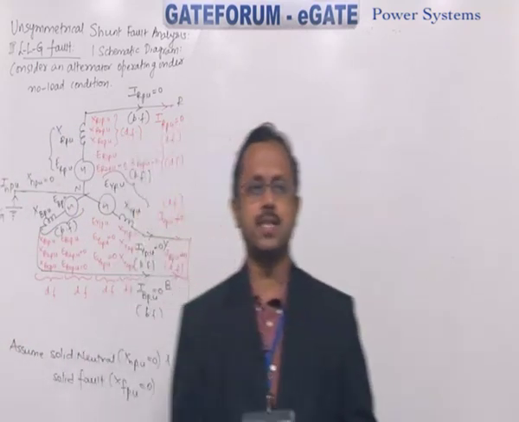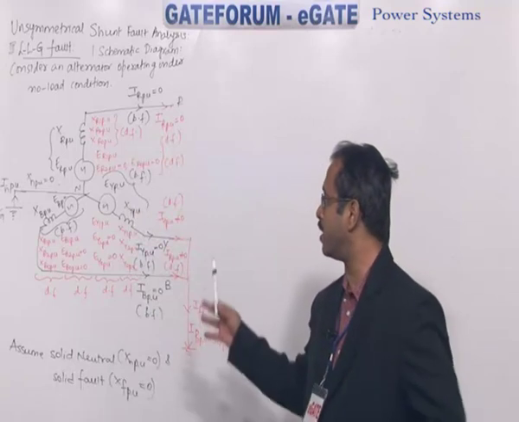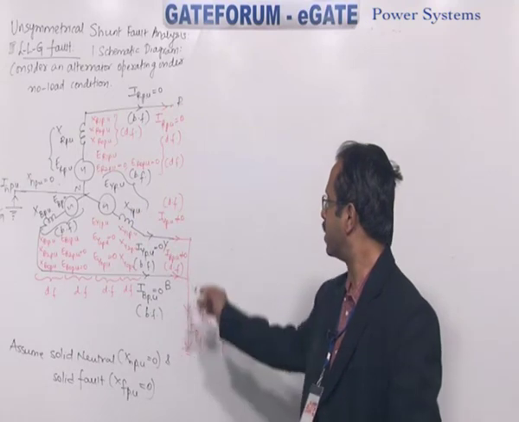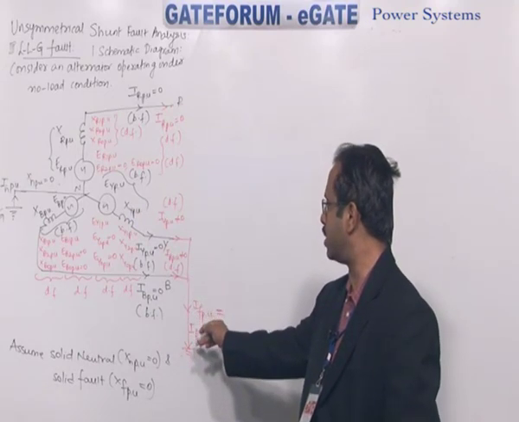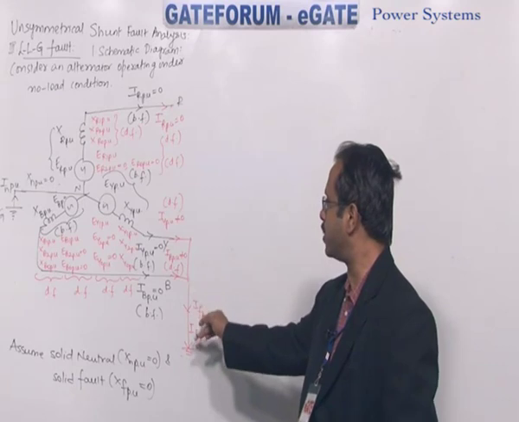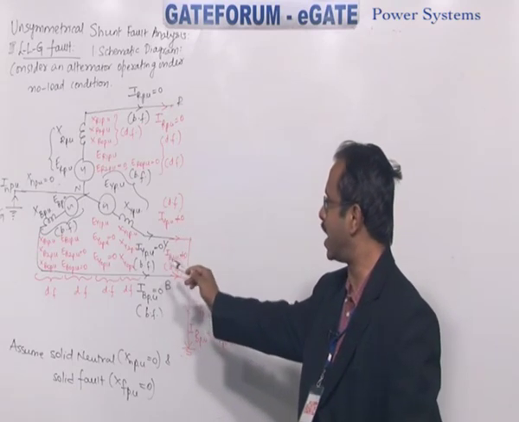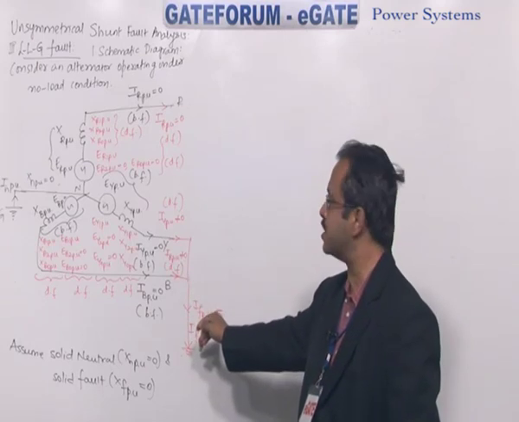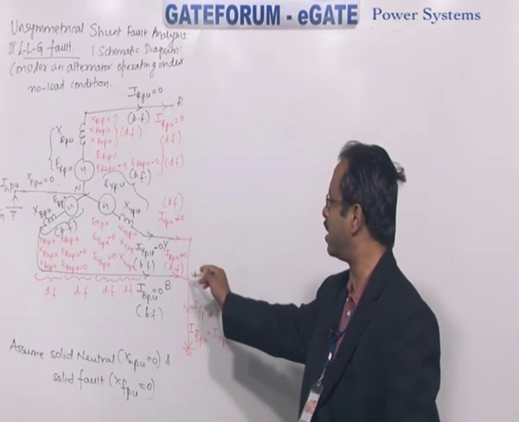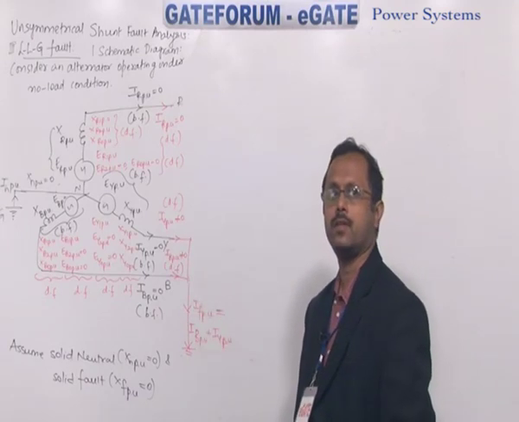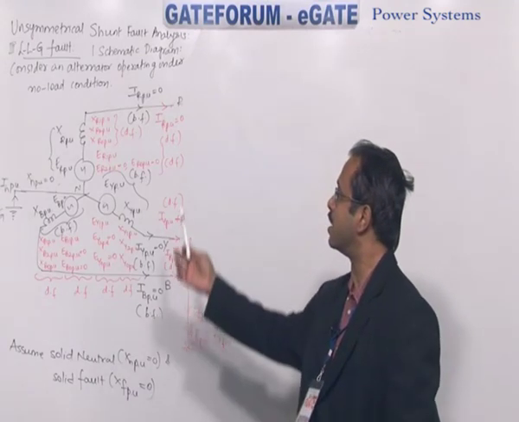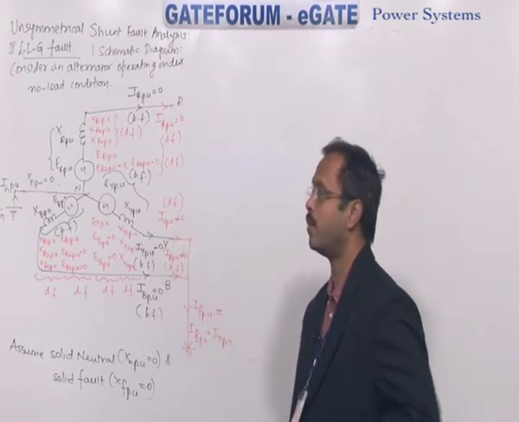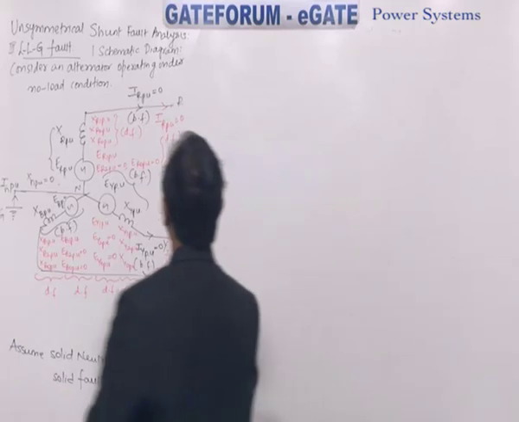So this is how you represent the schematic diagram for double line to ground fault. IF per unit is flowing to the ground point, and IF per unit is IY plus IB here. So apply KCL at this point. How much is this IF? Sum of IY and IB here. And we consider no load condition, solid neutral and a solid fault. This is the schematic diagram.